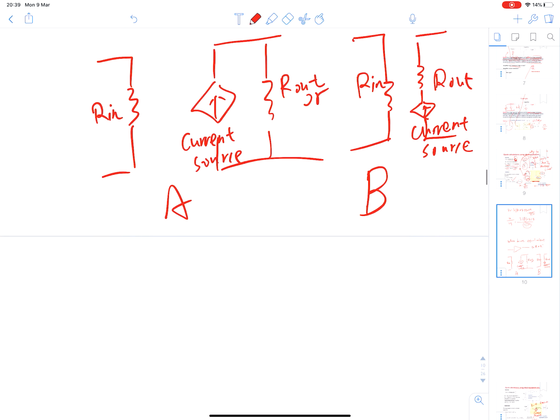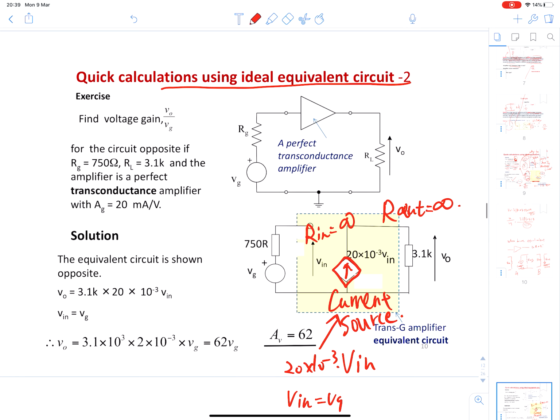That's great. And we have quick calculation for ideal equivalent circuit 2. So we have V out divided by VG. RG equals 750, RL is 3100, and the amplifier is a perfect transconductance amplifier. Transconductance means everything is infinity. So this is infinity and this is infinity. So that will be very simple.